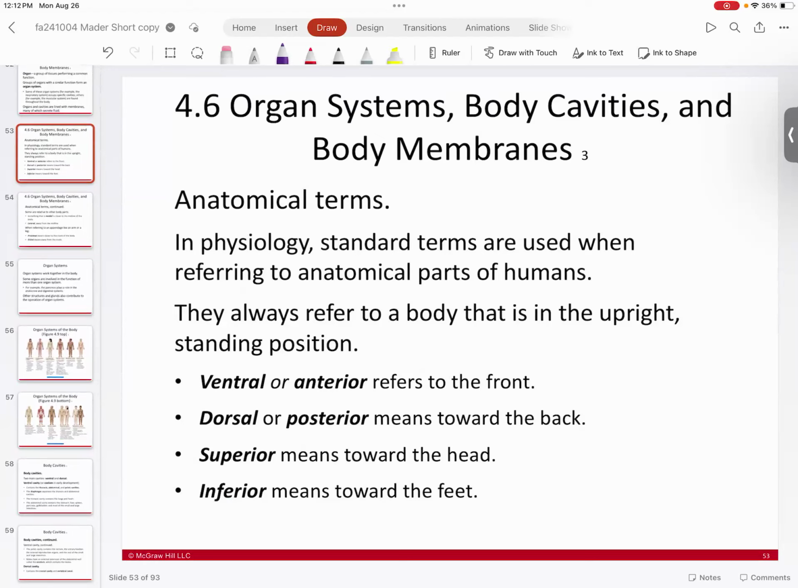For instance, whenever we refer to organisms by region, we always use an individual who's standing upright, facing forward with their palms pointing outward and their thumbs pointing away from them. That's what's called anatomical position.